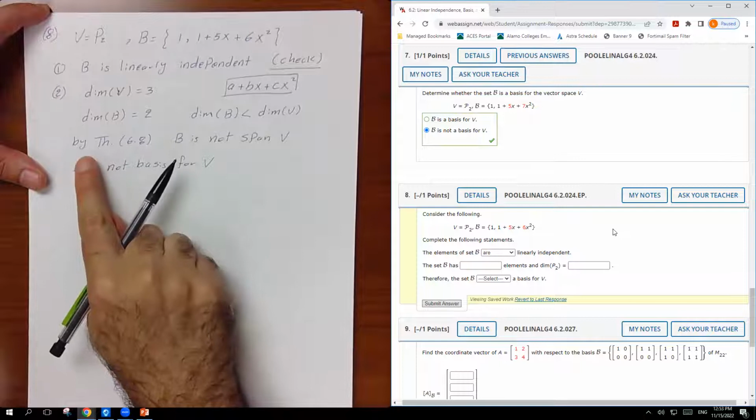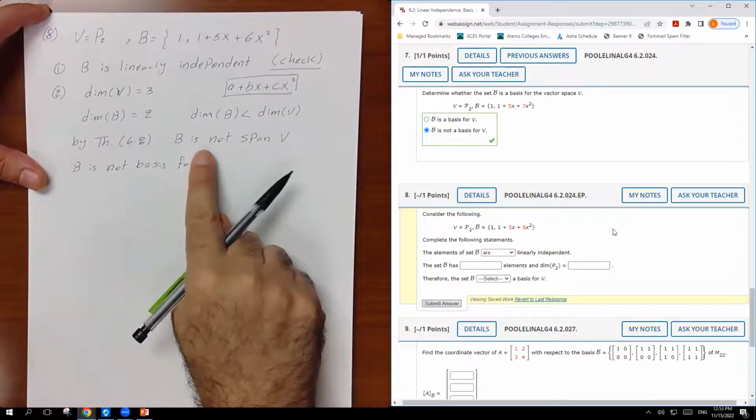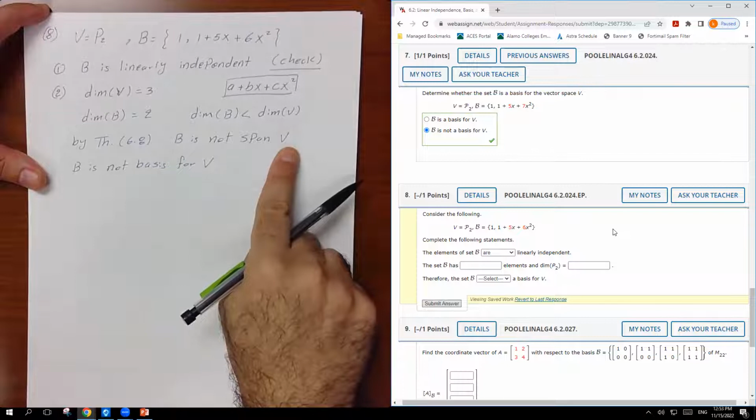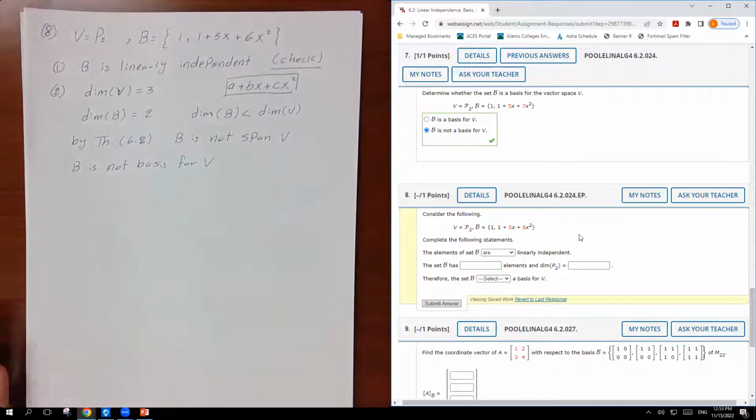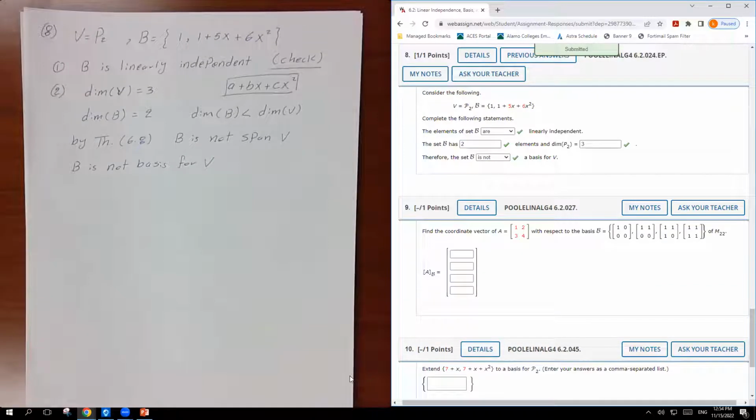In this case, by theorem 6.8, B does not span V. So B is not a base for V. So we're just going to choose "is not." First of all, the dimension of B is 2, and for all polynomials with degree 2 it is going to be 3. And that means this is not a base for V. That's it for number 8.